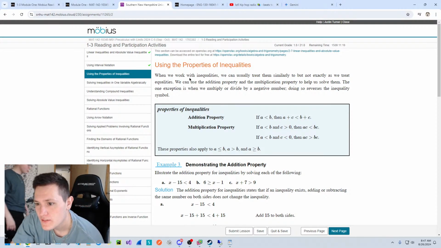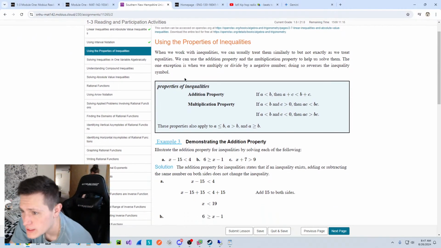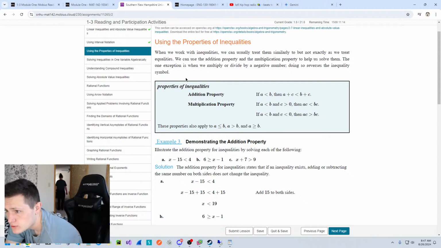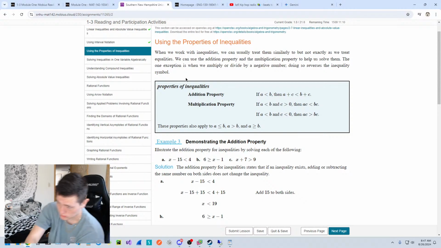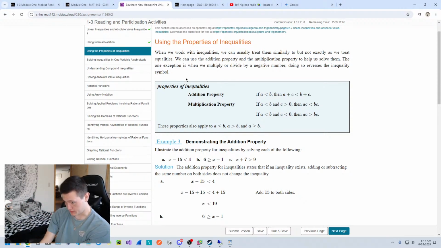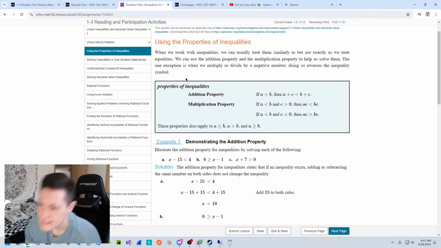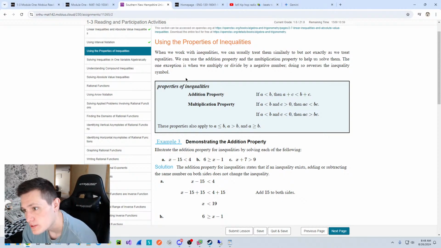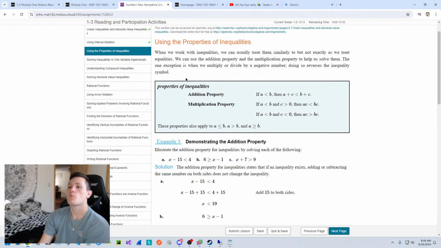Using the properties of inequalities, what I did with my math class. When we work with inequalities, we can usually treat them similar to, but not exactly as we treat equalities. We can use addition properties and the multiplication property to help us solve them. One exception is when we multiply or divide by a negative number, doing so reverses the inequality symbol. So if you multiply or divide, you're going to flip your symbol.